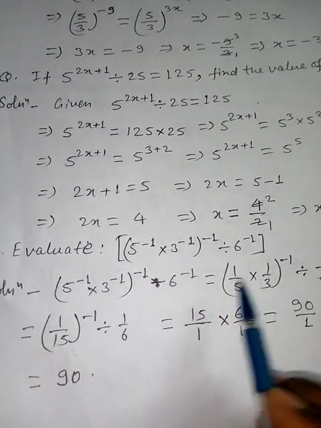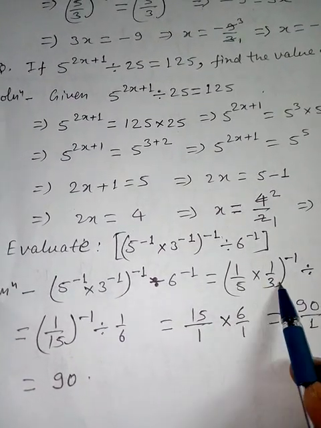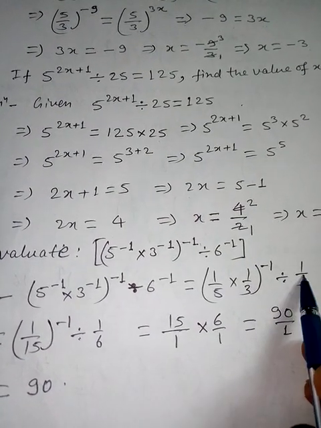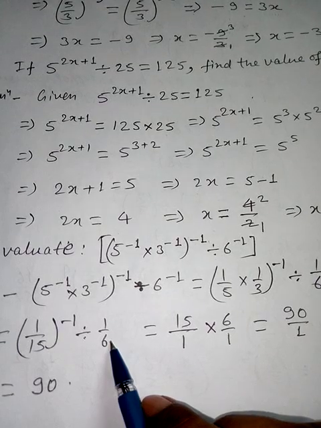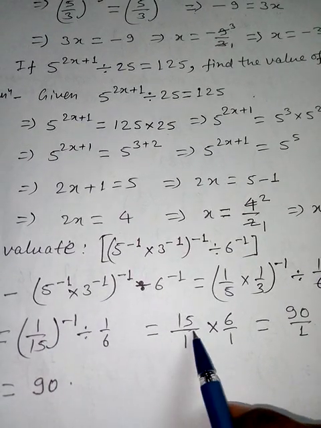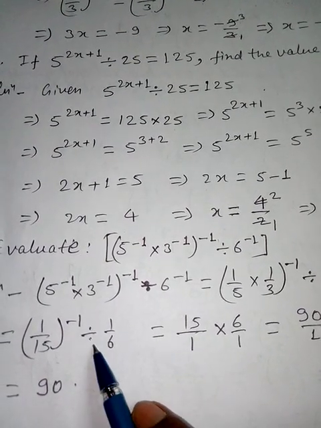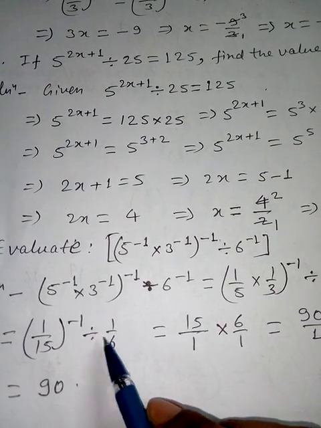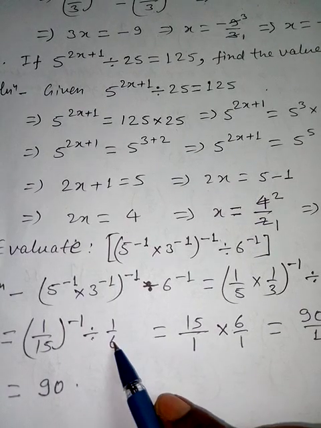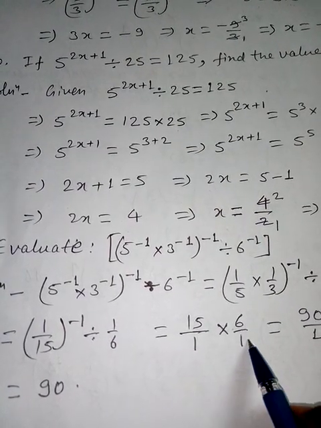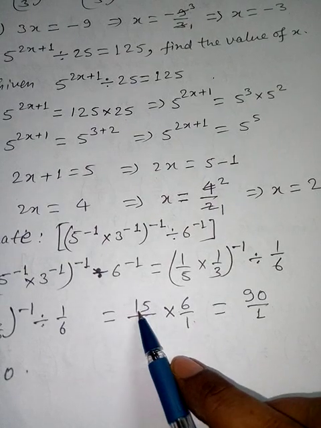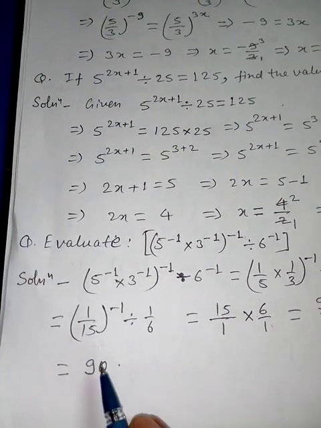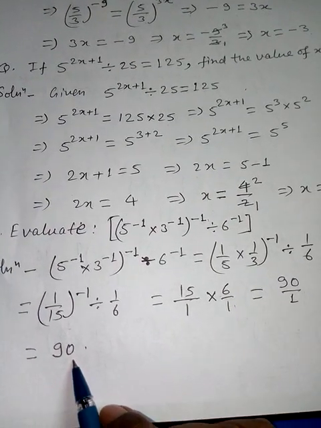Now this is 1 times 1 is 1, 5 times 3 is 15, so (1/15)^-1 divided by 1 by 6. And now the reciprocal of 1 by 15 is 15 by 1, and to change the division to multiplication, you have to write the reciprocal of 1 by 6, that is 6 by 1. Ultimately 15 times 6 is 90 by 1, so the result is 90.